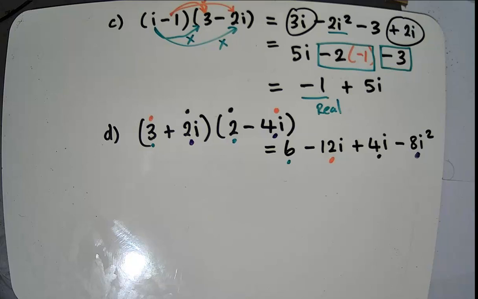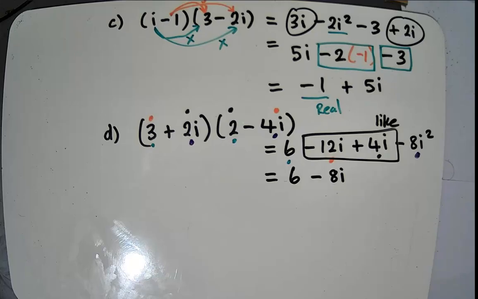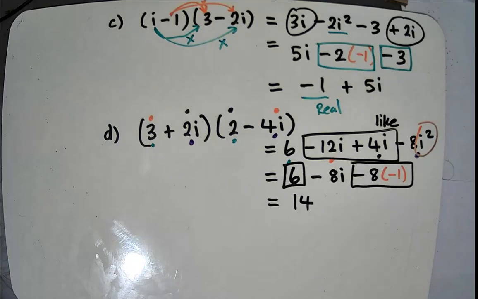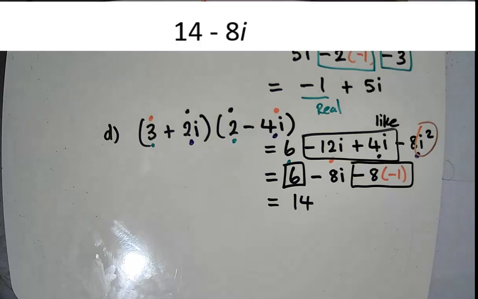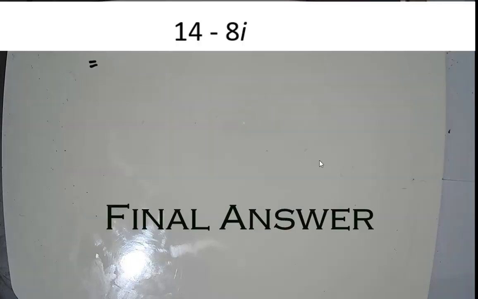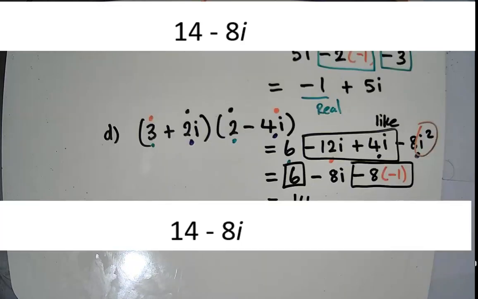Put those together in a calculator. -12 plus 4 will give me -8. So at the end we have -8i squared. Where we see i squared, we will substitute -1. So -8 times -1 will give me a positive 8. Positive 8 and 6 gives me 14. We are left with the imaginary part, so our final answer there is 14 minus 8i.